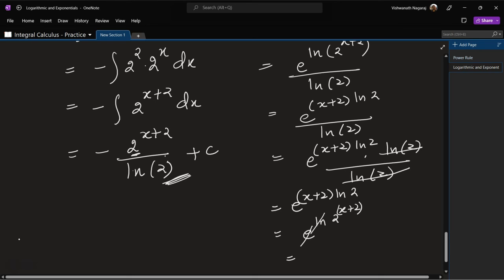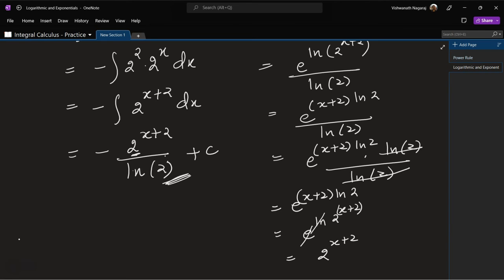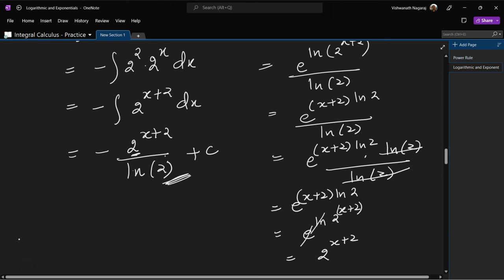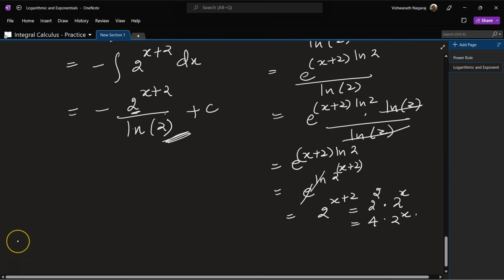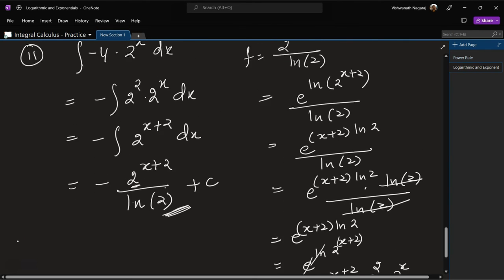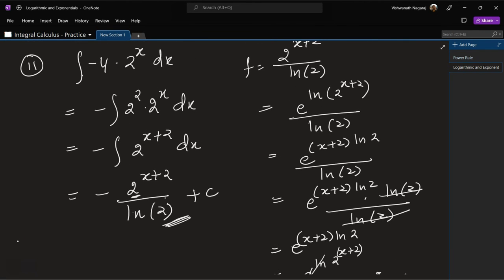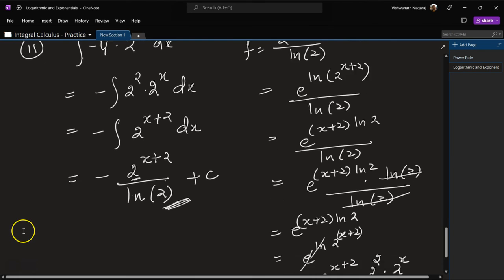So we are left with 2 to the power of x plus 2, which can be again split into 2 to the power of 2 times 2 to the power of x, which is equal to 4 times 2 to the power of x. So we got back our previous, right? So the integral of this is this.